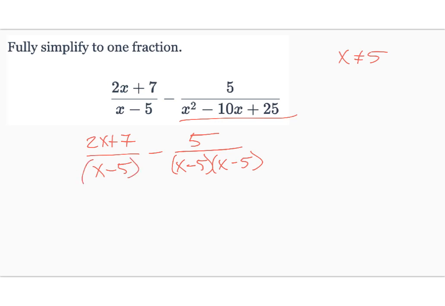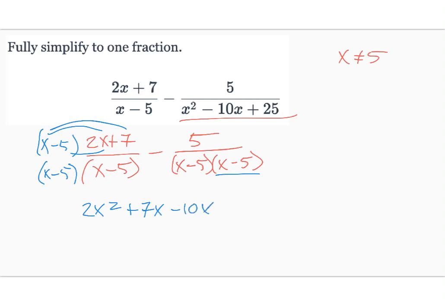You might notice that the only thing different in these two denominators is that this has 2 of those x minus 5 troublemakers. So we're going to multiply the fraction on the left by x minus 5 over x minus 5. Do some distribution, and that's going to end up giving us 2x squared plus 7x minus 10x minus 35 minus another 5, and that's all over x minus 5 times x minus 5.